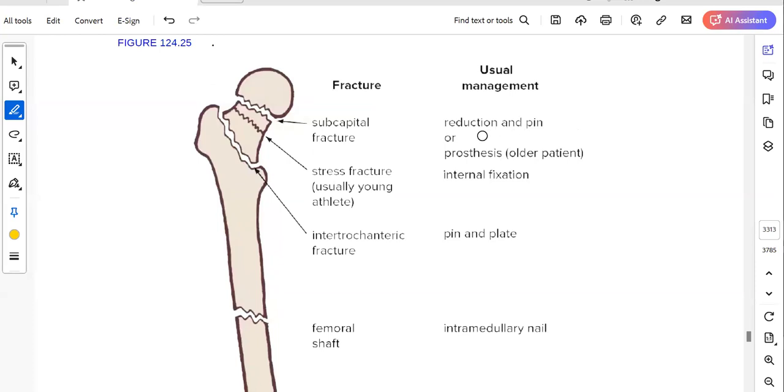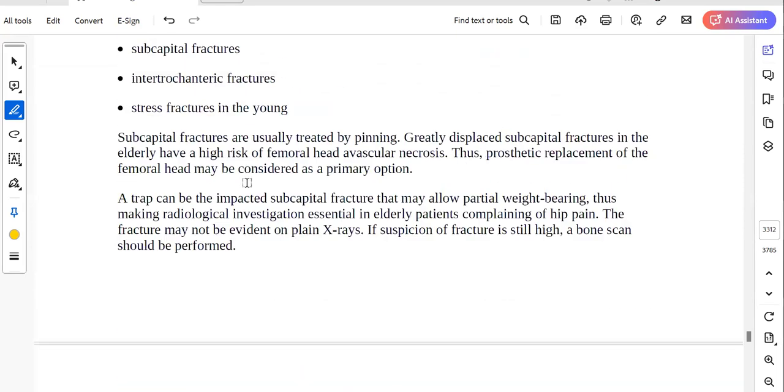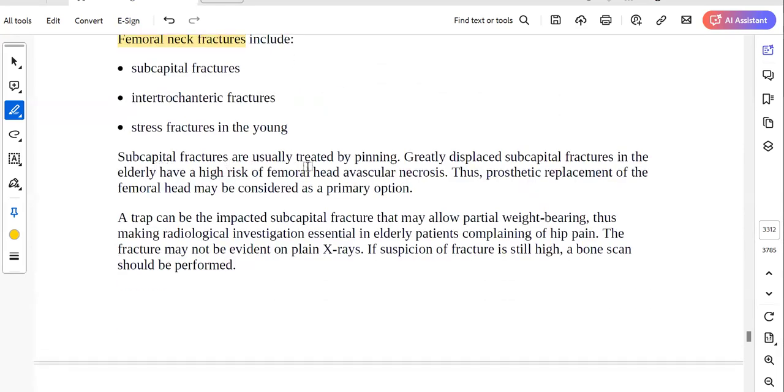And if you look over here, the usual management is either you do the reduction and put a pin in, or an older patient might need a hip replacement in this case. So subcapital fractures are usually treated by putting a pin. Greatly displaced subcapital fracture in the elderly has a risk of femoral head avascular necrosis. So for elderly patients, better to go for a prosthetic replacement.